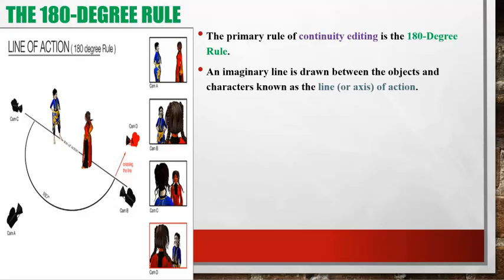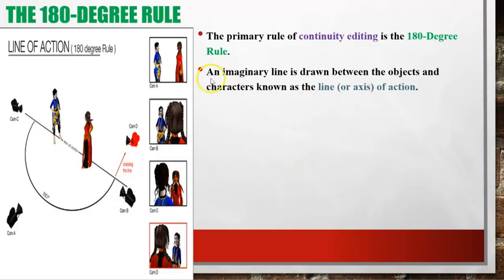Up, down, you could do any kind of direction within this arc, this 180-degree arc. But if you cross it, we're going to get very confused. So if a runner is going toward a goal, and then all of a sudden you flip it, and now it looks like they're running away from that same goal, it really confuses the audience.